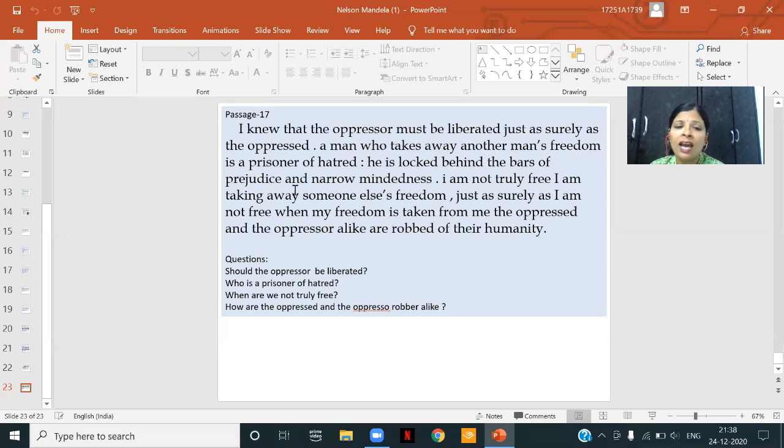I am not truly free if I am taking away someone else's freedom. Just as surely I am not free when my freedom is taken away from me. The oppressed and the oppressor alike are robbed of their humanity. So he says if one person is atrocious against the other person, both of them are losing their humanity because both of them are in prejudice and both of them are the victims of narrow mindedness. And hence, to have humanity established, Nelson Mandela says that both the oppressor and the oppressed should be liberated and should be freed. With this, we have come to an end of this chapter, children.